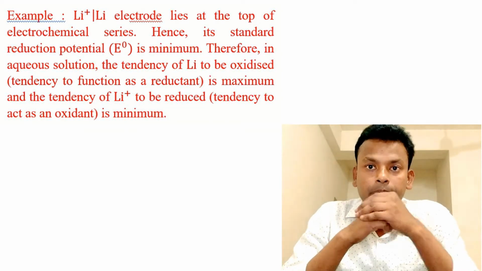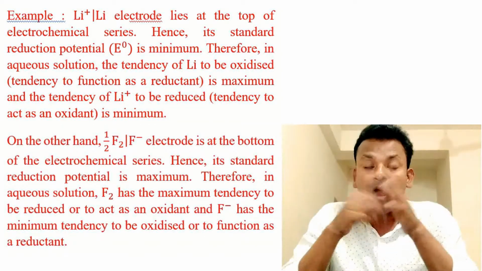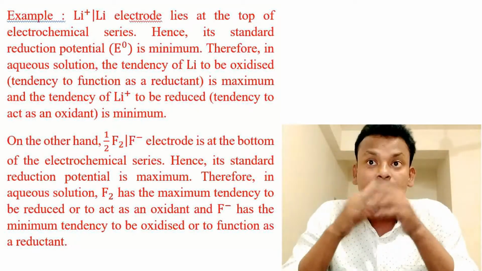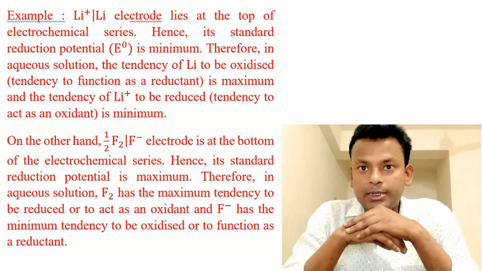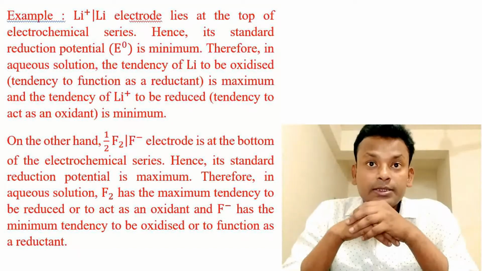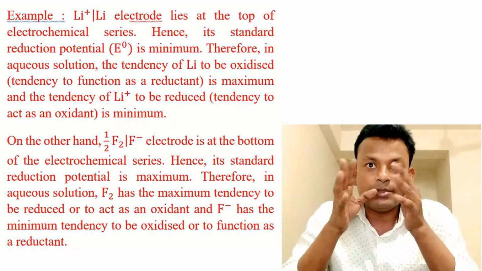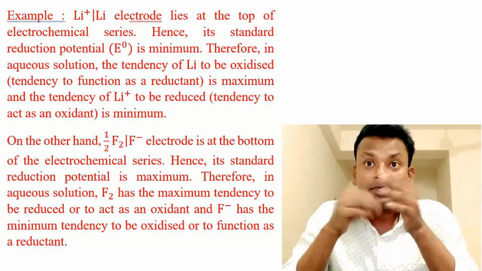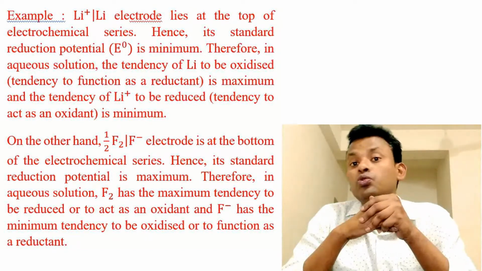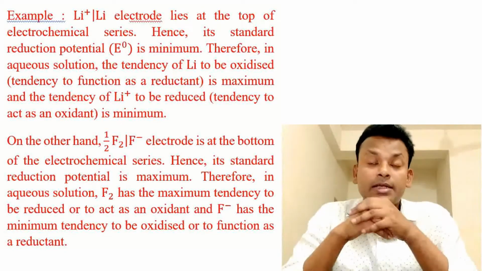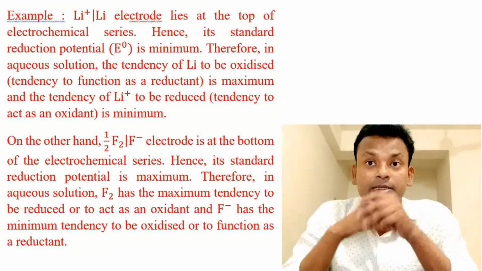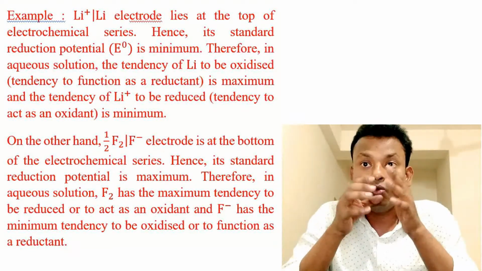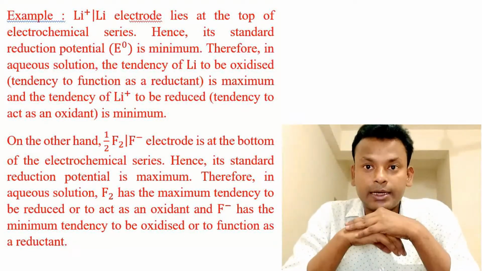On the other hand, the half cell F2/F minus electrode is at the bottom of the electrochemical series. Hence, its standard reduction potential is maximum. Therefore, in aqueous solution, F2 has the maximum tendency to be reduced or act as an oxidant. F minus has the minimum tendency to be oxidized or to function as a reductant.